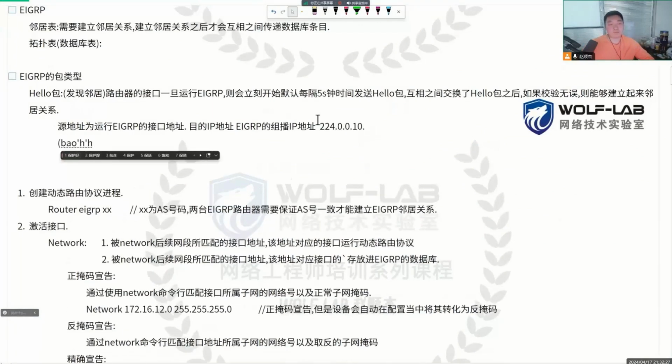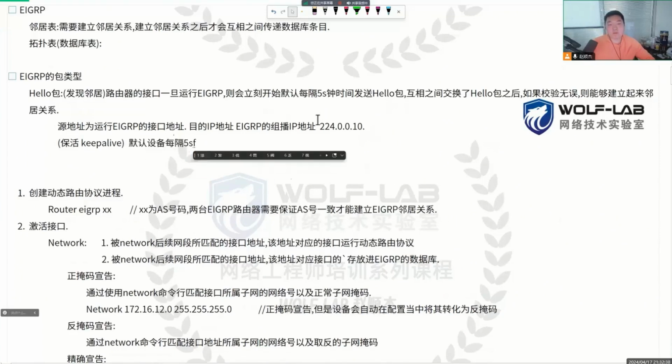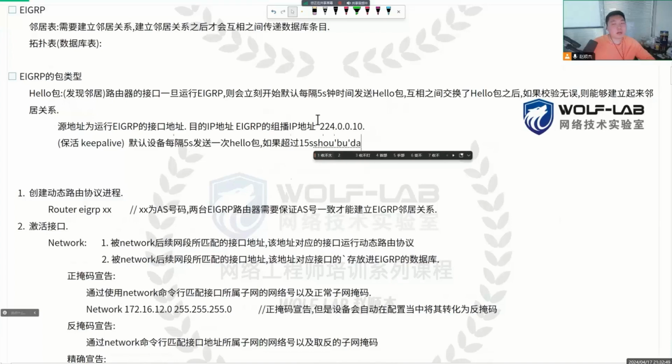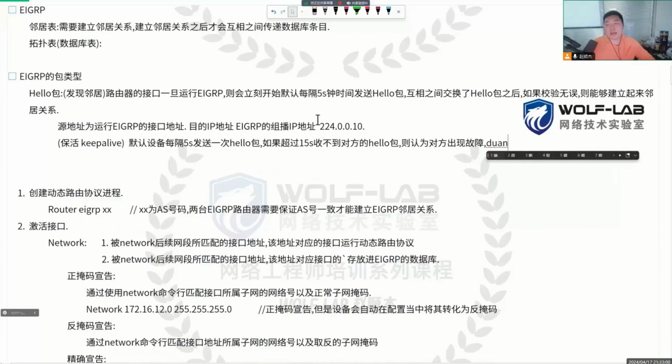But did you notice, after we establish the neighbor relationship, R1 is still sending hello packets to R2. R2 is also sending hello packets to this multicast. Even after the neighbor relationship is established, we will always send such a hello packet. Why? Because our hello packet has another function called keep alive. By default, the device sends a hello packet every 5 seconds. If it exceeds 3 times the hello time, which is 15 seconds, and you don't receive the other party's hello packet, it is considered that the other party has a fault, and we reset or disconnect the neighbor relationship.